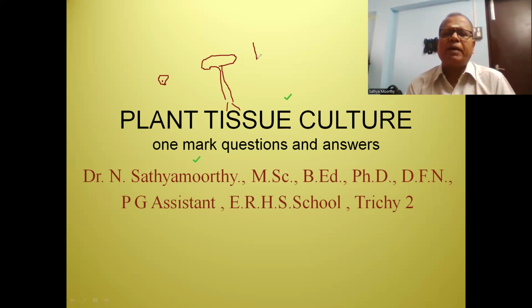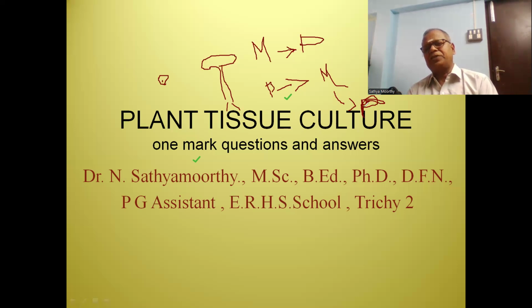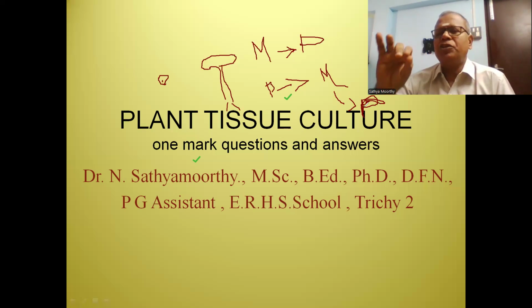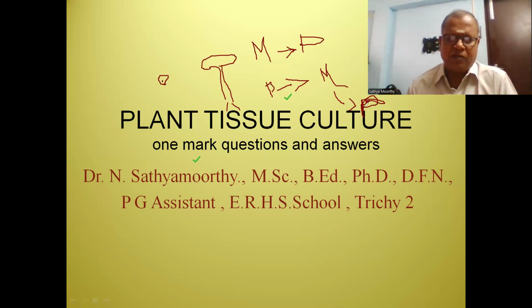Conversion of the meristematic tissue into a permanent tissue is said to be differentiation. The conversion of the permanent tissue into a meristematic tissue is said to be dedifferentiation. Once again, the conversion of meristem into a permanent tissue is said to be redifferentiation. So the basic concepts are totipotency, differentiation, dedifferentiation, and redifferentiation.